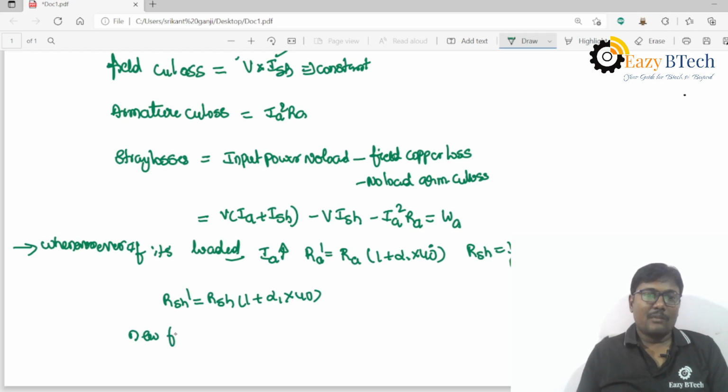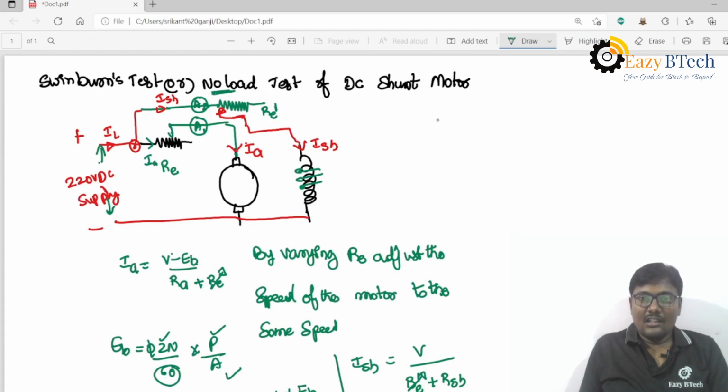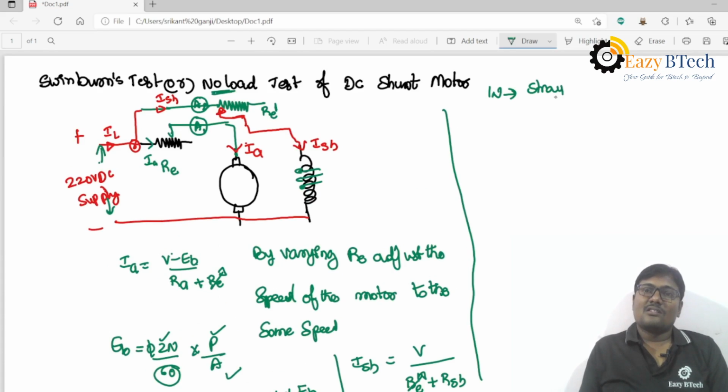Now the new field copper loss is equal to ISH dash square into RSH. Okay, if you want to load the motor at 1/4 load, what will happen? Which terms will change? If it is loaded at 1/4, what represents the stray losses? The load current at 1/4 load is equal to I full load divided by 4.